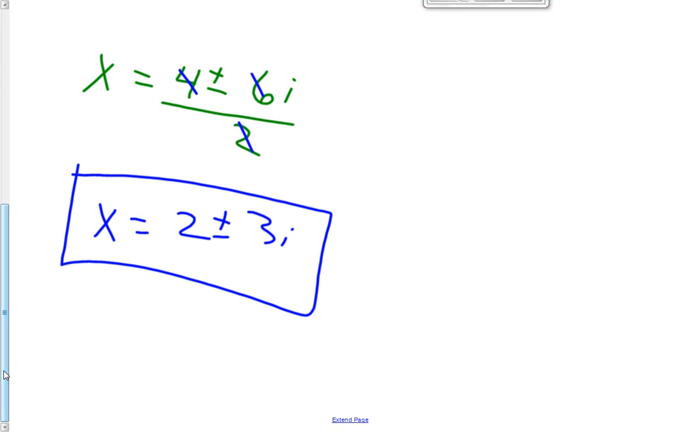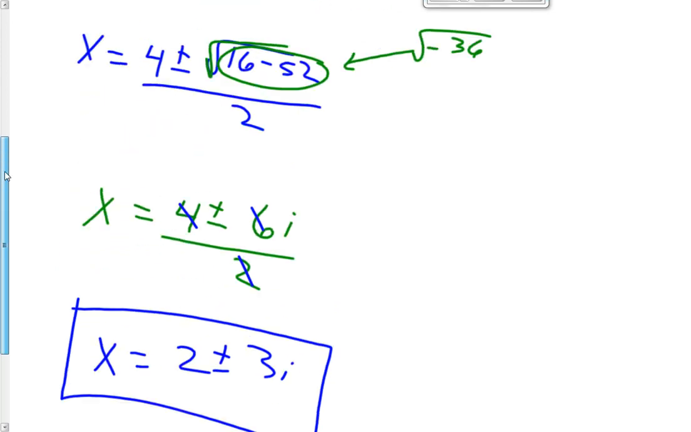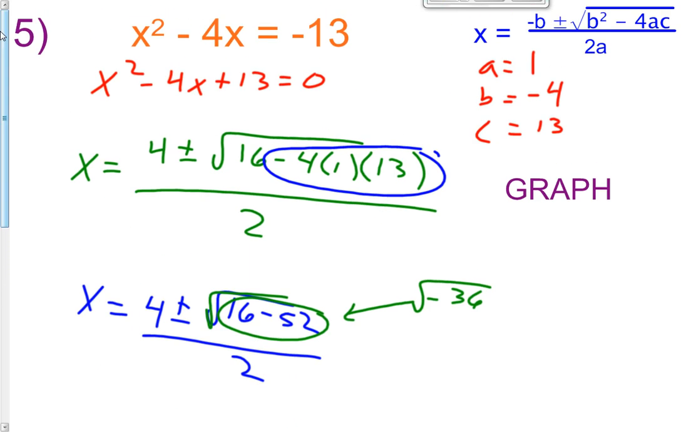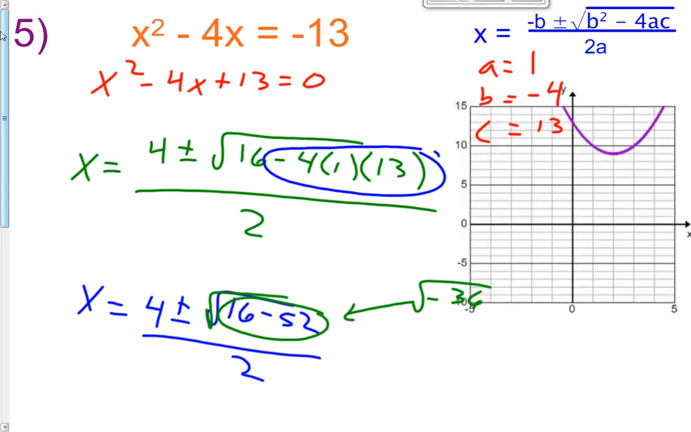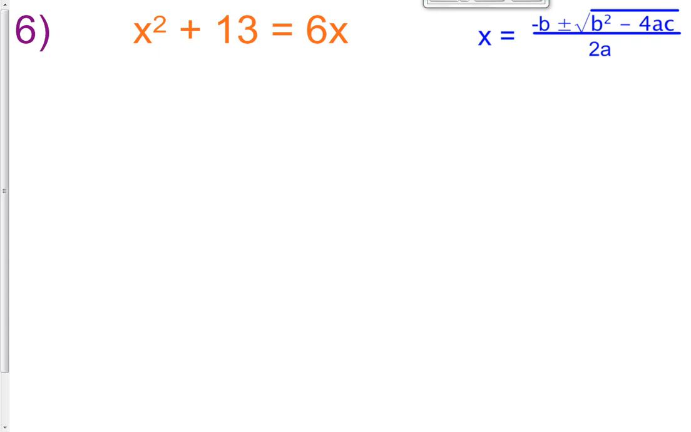Class, what do the graphs of imaginary roots look like? Hopefully you think that they don't cross the x-axis. The roots are imaginary, so they don't cross the x-axis. Here's our x-axis in this case. If you were to put this in your graphing calculator, you would get this graph. It does not cross the x-axis. It stays above it. Number 6, you guys try this one on your own.